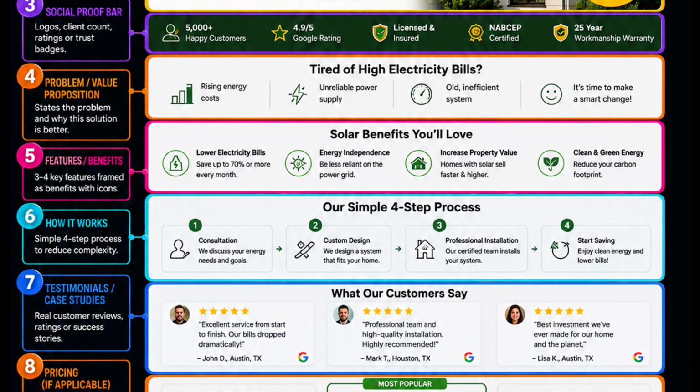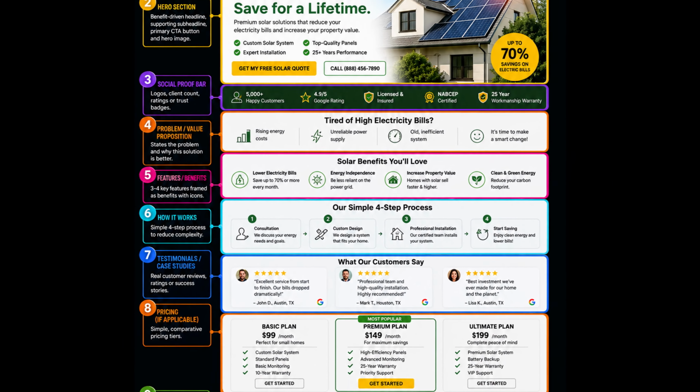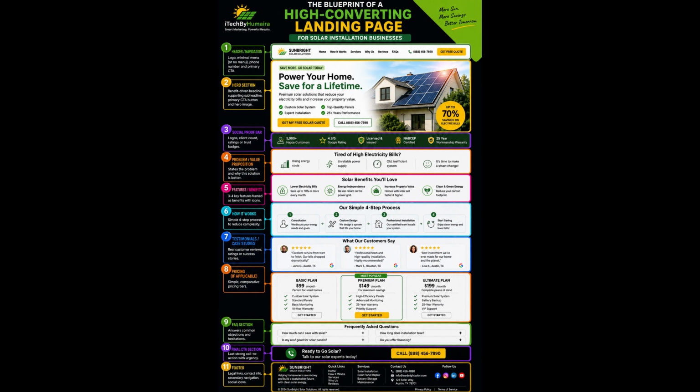So, that's the full blueprint, 11 sections, each with one job, building toward a single outcome, turning a stranger into a lead.